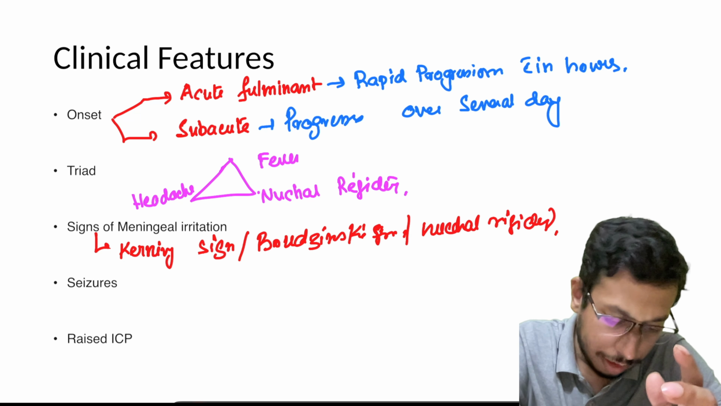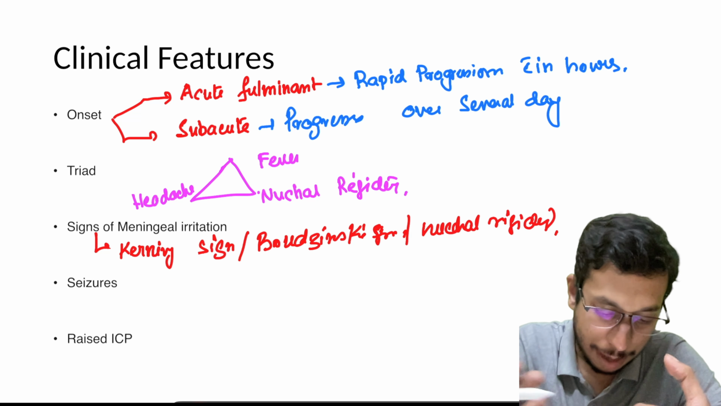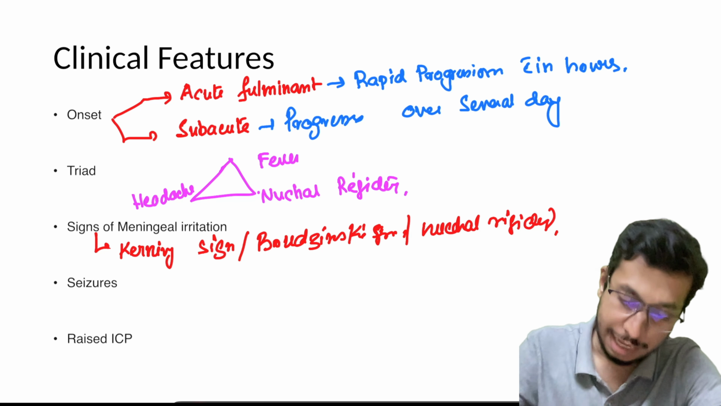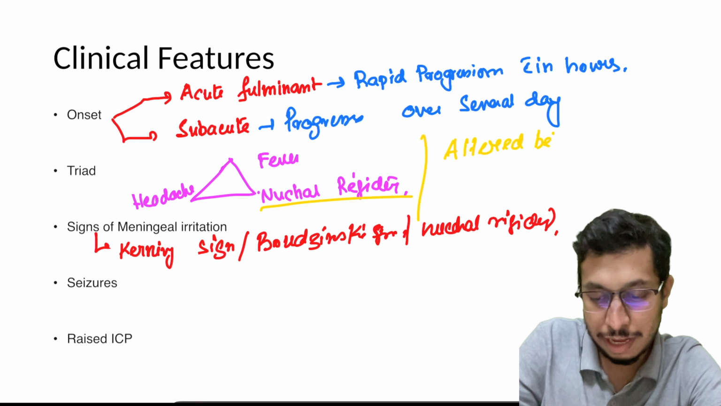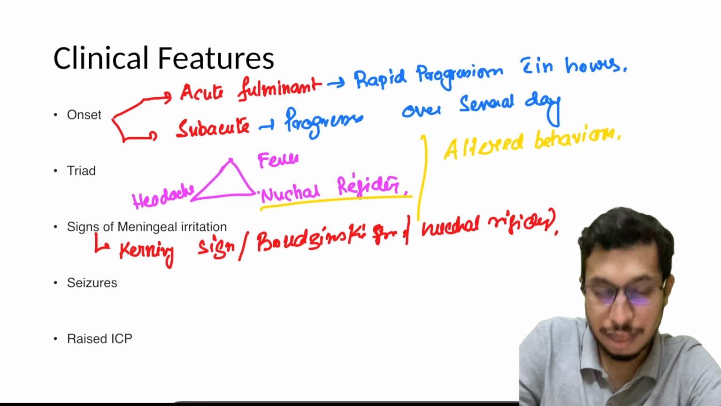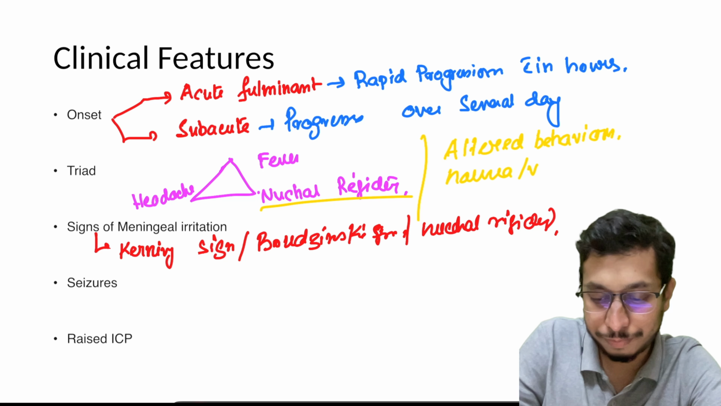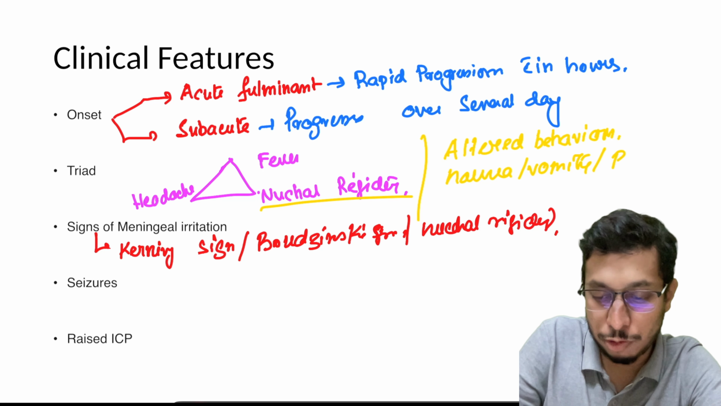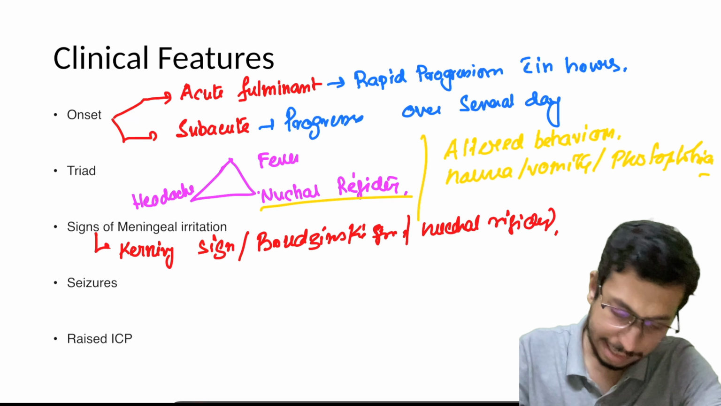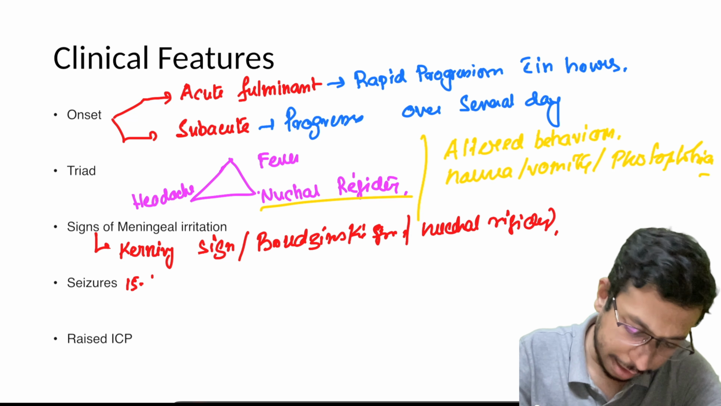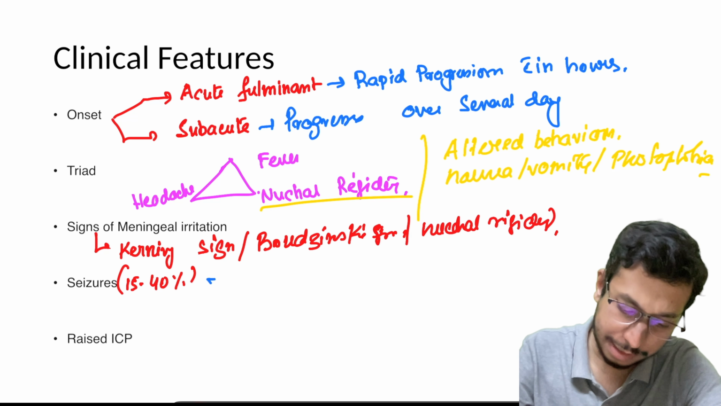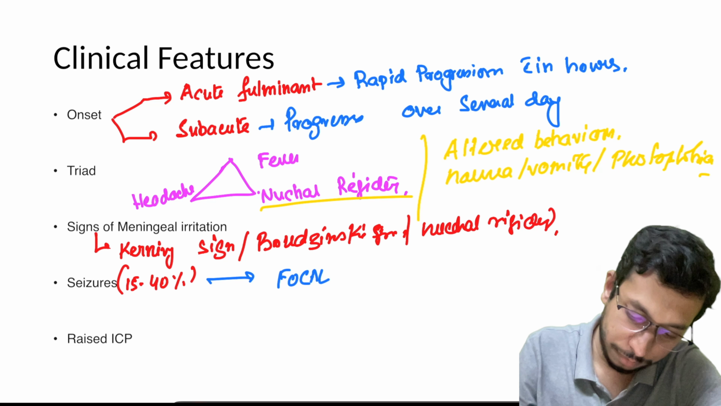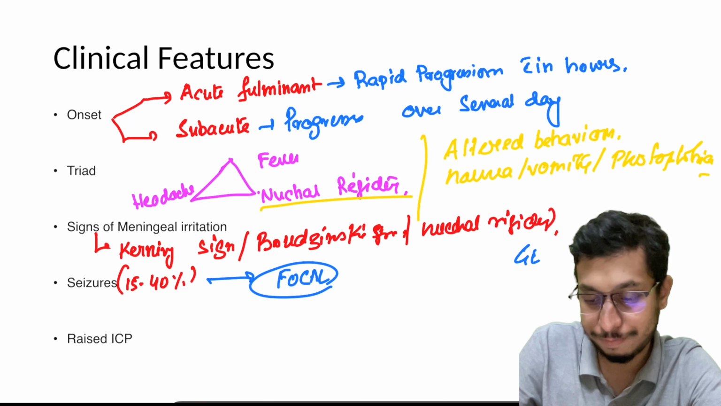Now, other common clinical features which can be seen in such cases, apart from fever, headache, and nuchal rigidity, is altered behavior. It is seen in almost 70% of the cases. Then there can be nausea, vomiting, and photophobia too. Seizure is seen in around 15 to 40% of the cases. Why so? Seizure is mainly of two types, either focal seizure or generalized seizure.